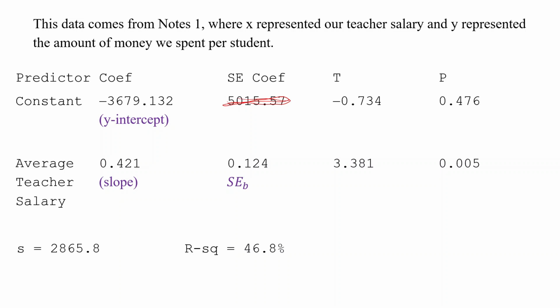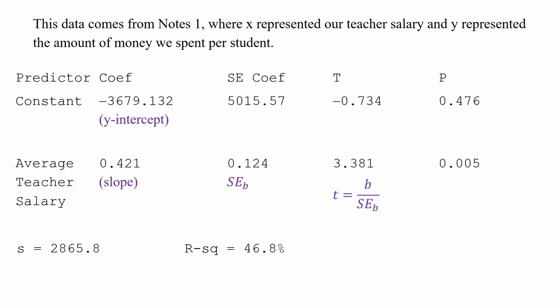Okay. Now T and P, you can probably figure out what those stand for now. T is our t-test statistic, and P is our P value. Now, again, for our y-intercept, we're not going to use these 2 values. We don't do inference for a y-intercept in this class. Of course, you can do it, but we don't do it in this class. But we are going to use these 2 values here.